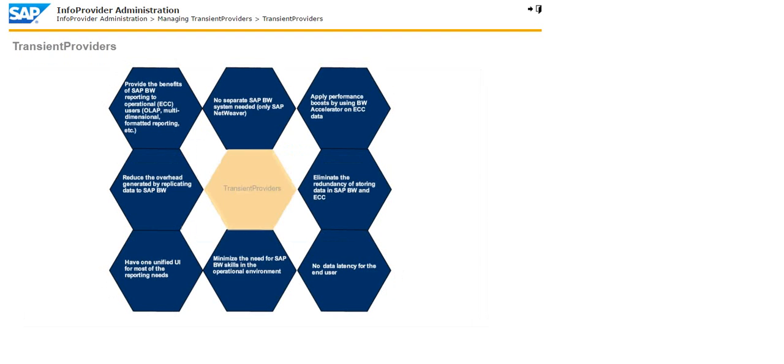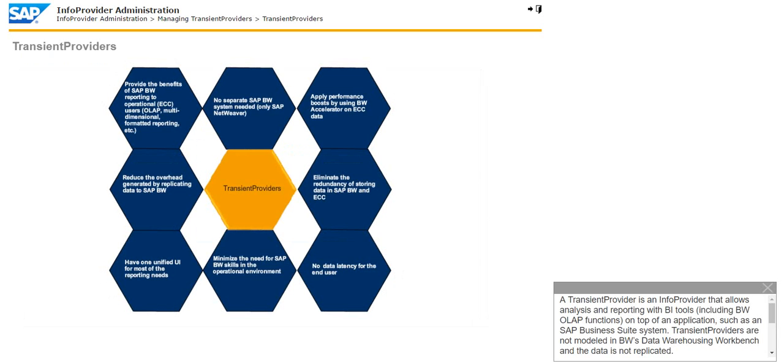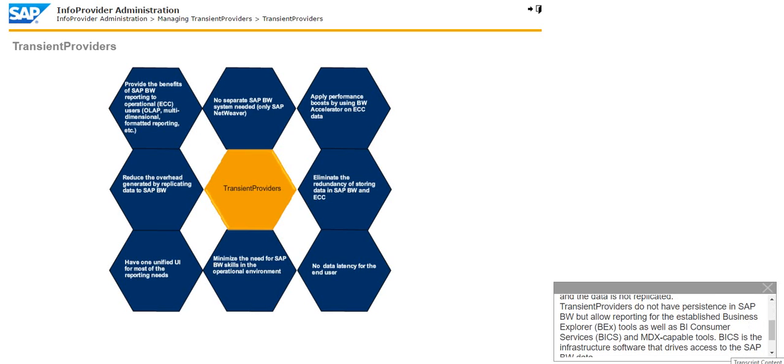A transient provider is an info provider that allows analysis and reporting with BI tools, including BW OLAP functions on top of an application, such as a SAP Business Suite system. Transient providers are not modeled in BW's data warehousing workbench and the data is not replicated. Transient providers do not have persistence in SAP BW but allow reporting for the established Business Explorer or BEx tools as well as BI Consumer Services or BICS and MDX capable tools.